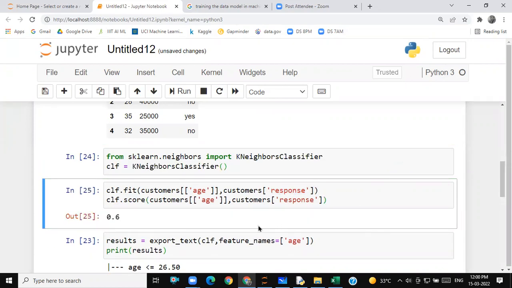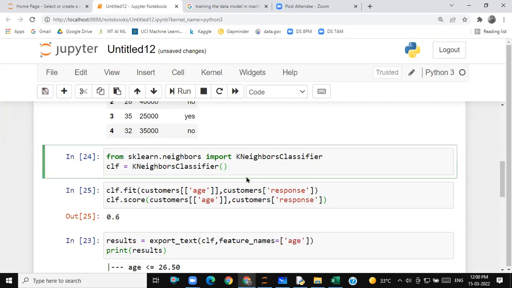It is going to be a k nearest neighbor classifier. Can you see? It is giving only 60% accuracy. That means whatever insights it is giving are only 60% correct. Previously it was 100% correct, but here it is going to be 60% correct.